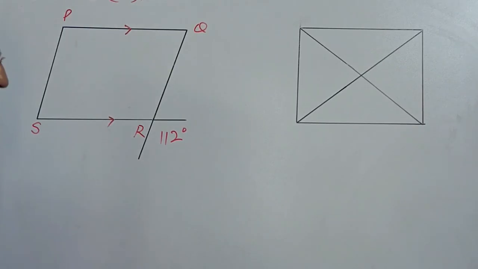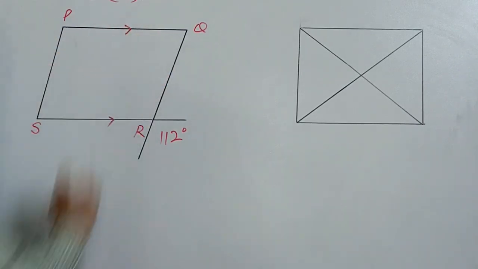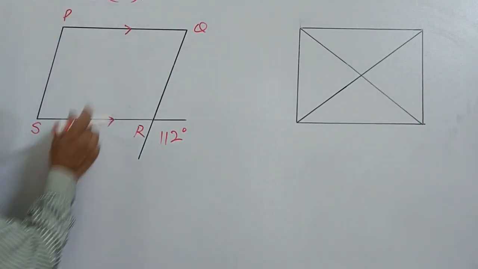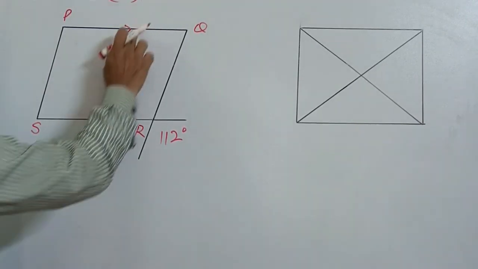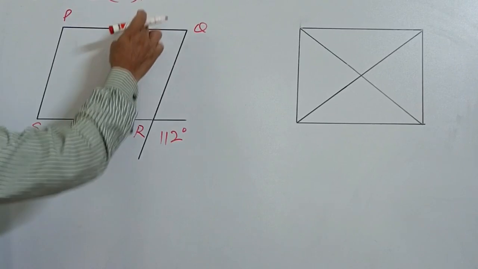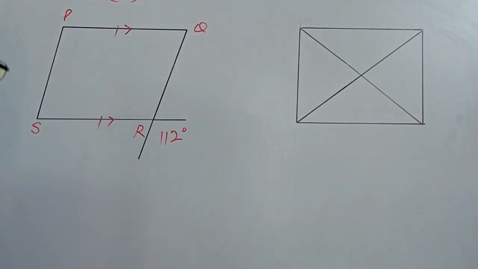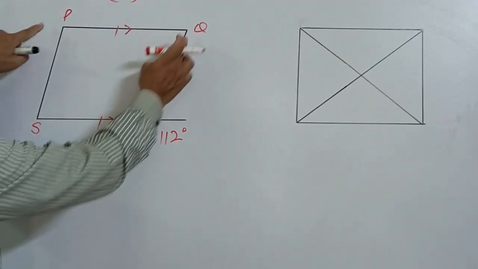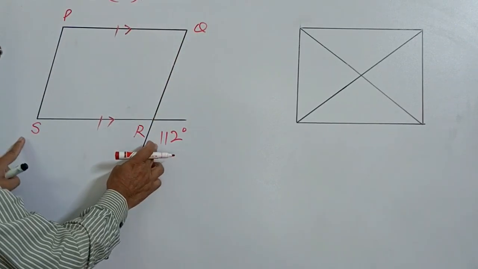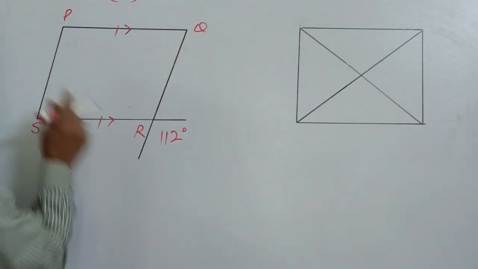When you see the arrowhead, you just infer that these are parallel lines. These two are the parallel lines. If it is one here and one here, then these two are parallel lines. And one short line means the lines are also equal in length. This PQ is equal to SR, and PQ is also parallel to SR.